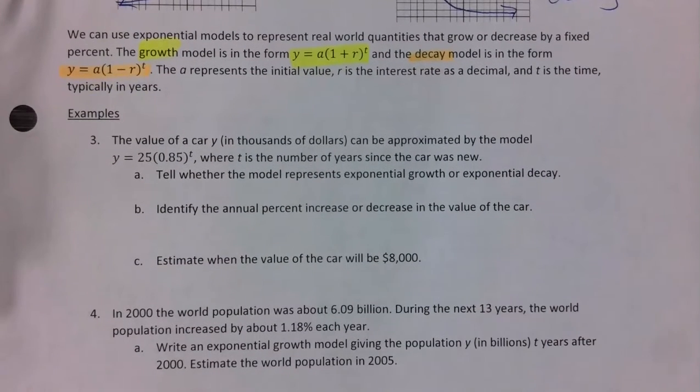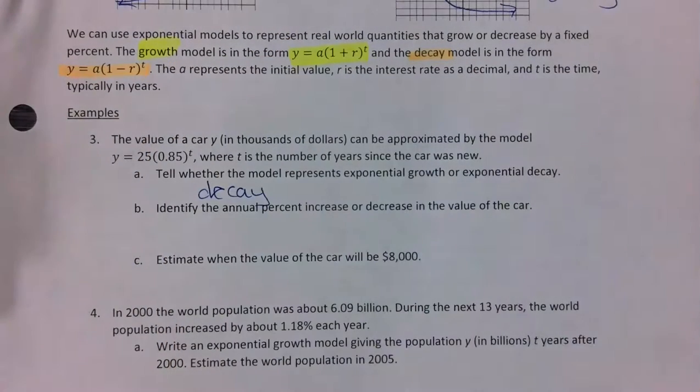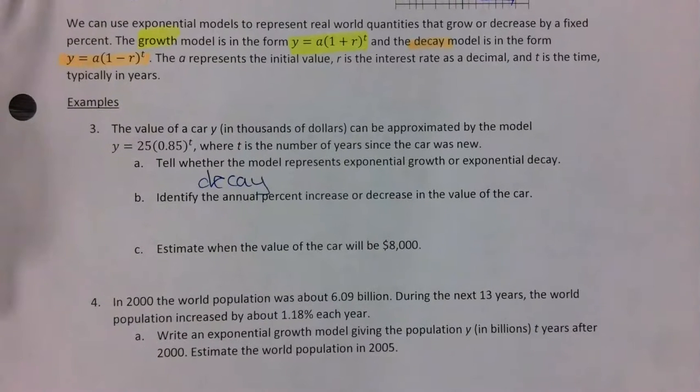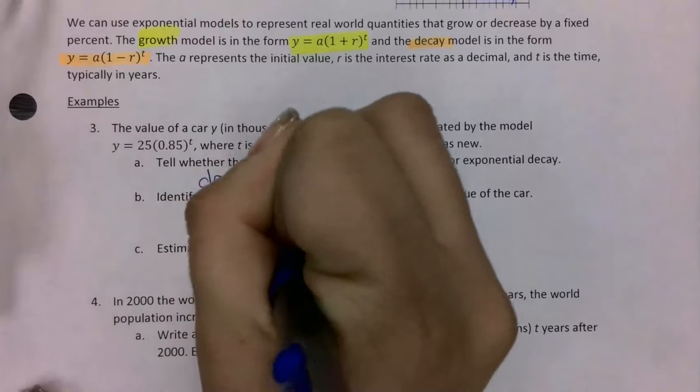So on number 3, it's telling me I have a car, and it's in thousands of dollars, so the car isn't worth $25, it's worth $25,000 when they buy it. So 0.85, is that growth or decay? Decay. And then I want to figure out the annual percent increase or decrease of the car. So what I'm going to do is take 1 and subtract the 0.85.